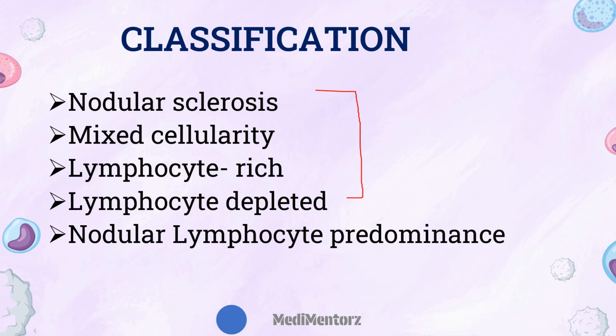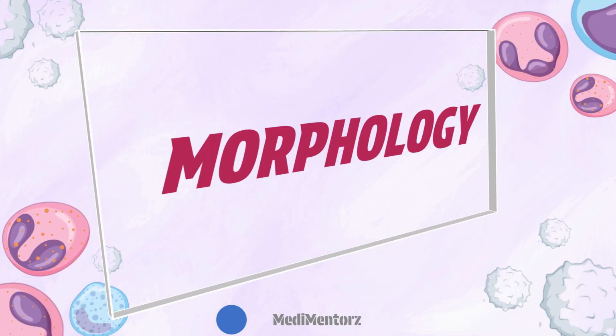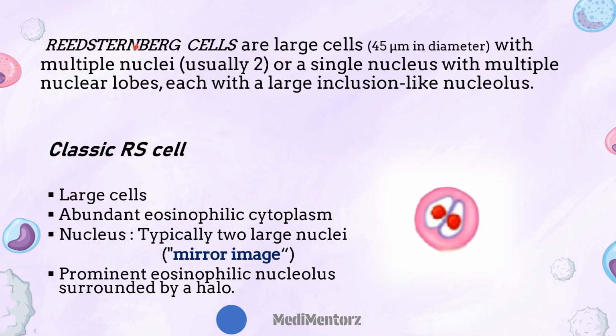Since we already saw, Reed-Sternberg cells are the characteristic of Hodgkin's lymphoma. They are large cells with multiple nuclei or a single nucleus with multiple nuclear lobes, each with a large inclusion-like nucleolus. Roughly, a Reed-Sternberg cell is triple the size of a normal WBC.